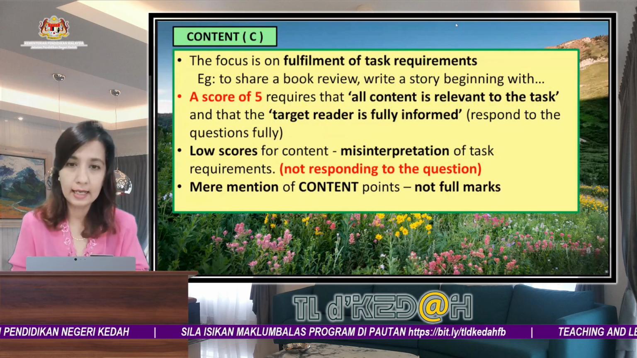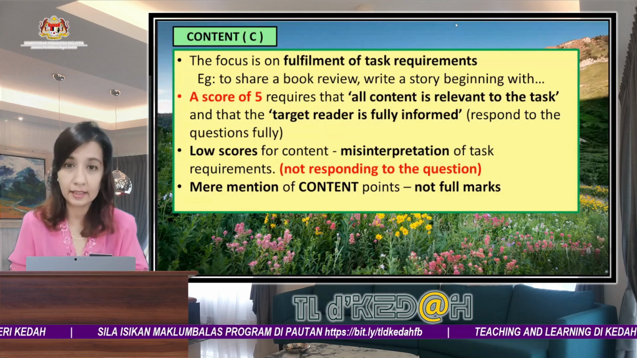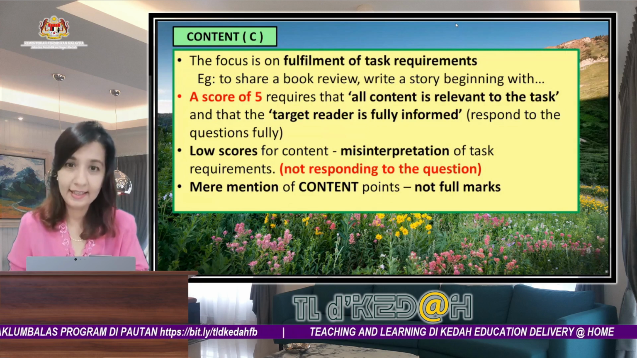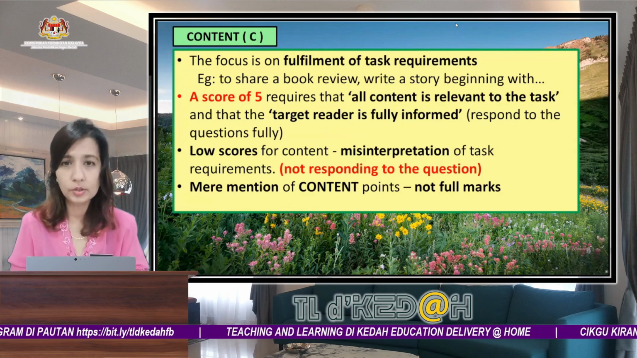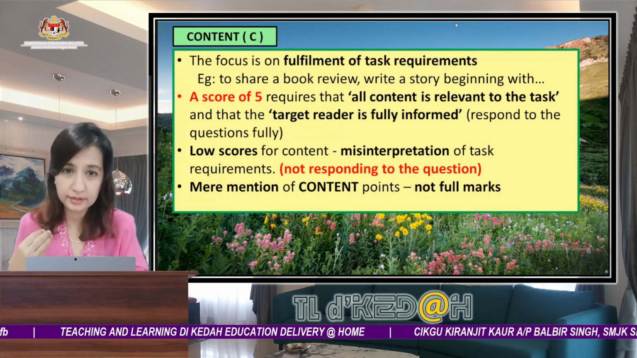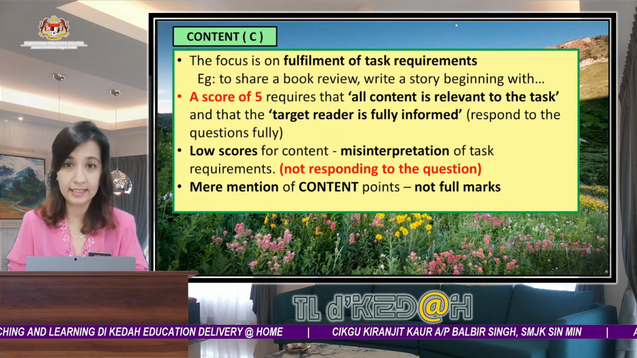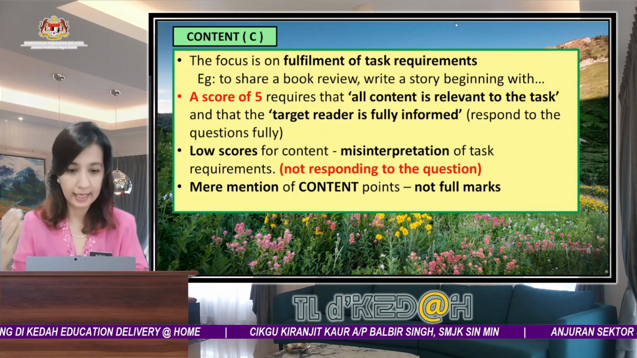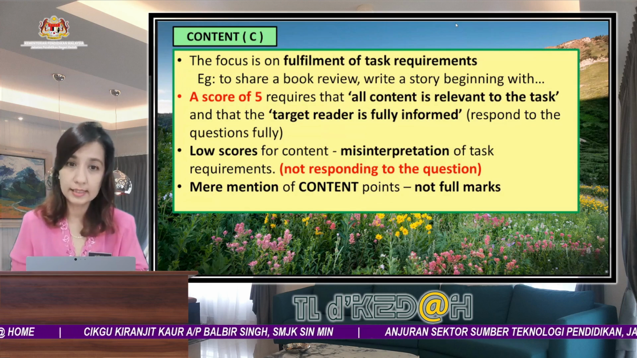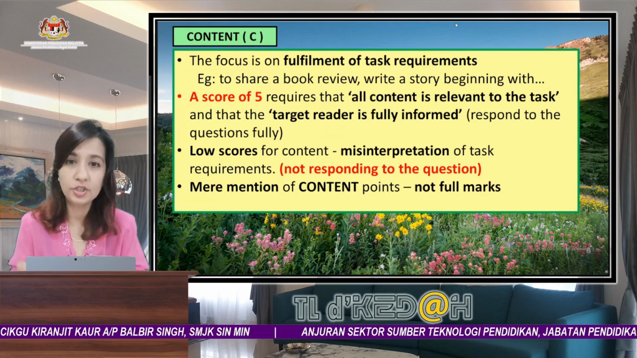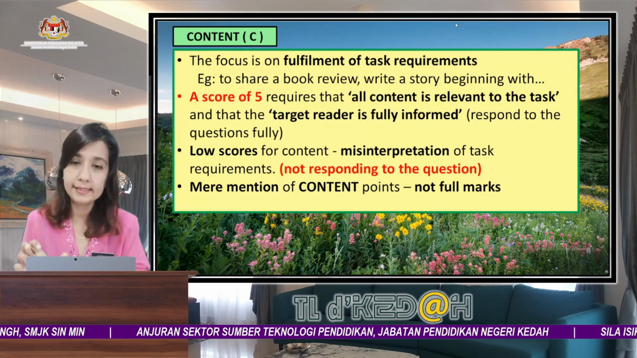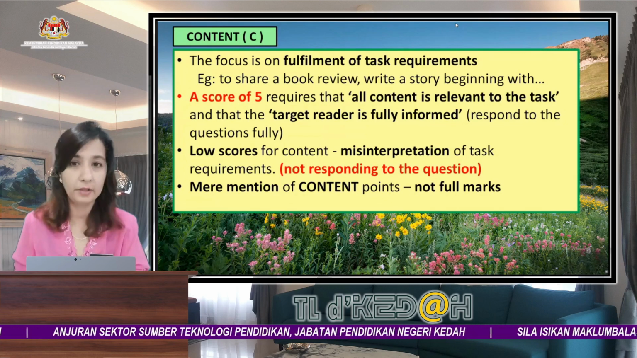In this Part 3, there are 3 essays, 3 questions. You have to choose one. Remember that. So how do you get low scores? You get low scores if you misinterpret the task requirement. That means you did not respond to the question correctly, or you missed out some points, so you get low marks. And like what I've shared with you for Part 2, Part 3 is also the same. Don't just merely mention the content point. That means you don't just take from the question and put them in the essay, but never explain, so you don't get your marks.